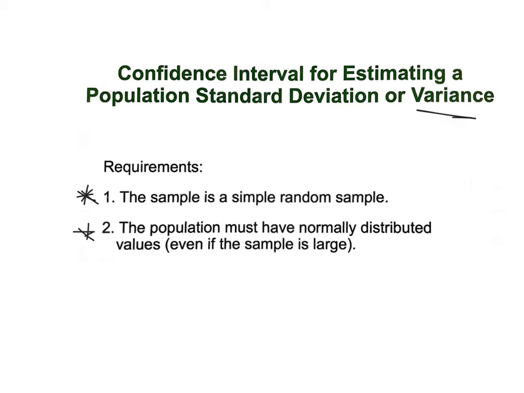Number two, the population must have normally distributed values, even if the sample is large, which means our central limit theorem doesn't matter so much, because we still have to have a normal distribution. If you look at the histogram of the sample data, it needs to look fairly normal, or don't forget the QQ plot. You can do the QQ plot and it needs to be very close to a straight line.